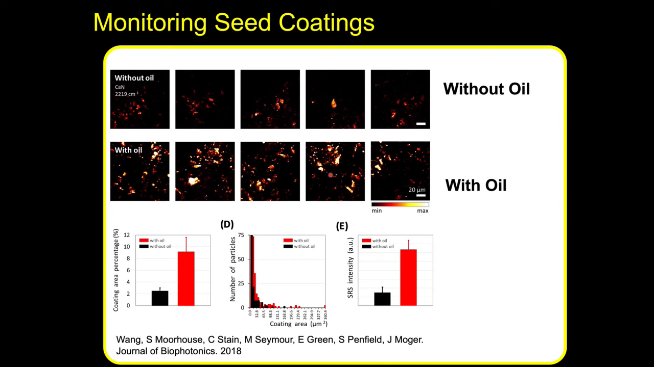But we can do one better than that. We can take quantitative images. We can image over a large area of the seed coating, and then by using image analysis we can quantify the total surface area of the agrochemical across the surface area of the seed, and we can see that with the oil we have a significant enhancement in the coating of the seed. And we can also compare the crystal size. So with the oil we can see we have a larger population of larger crystals on the surface of the seed.